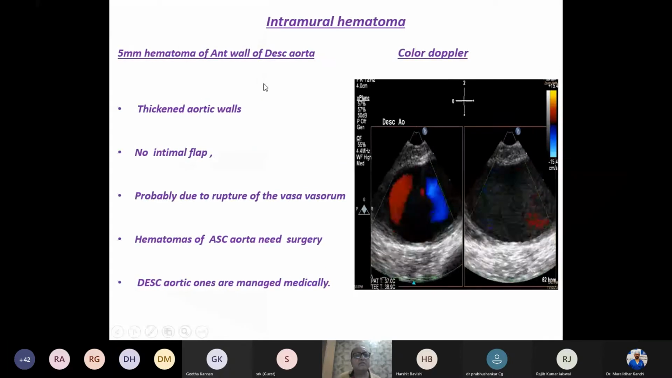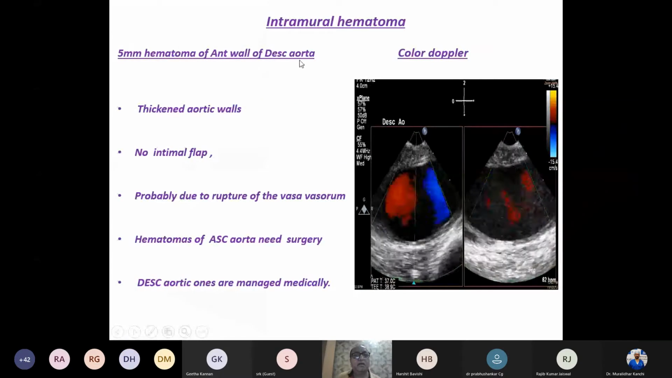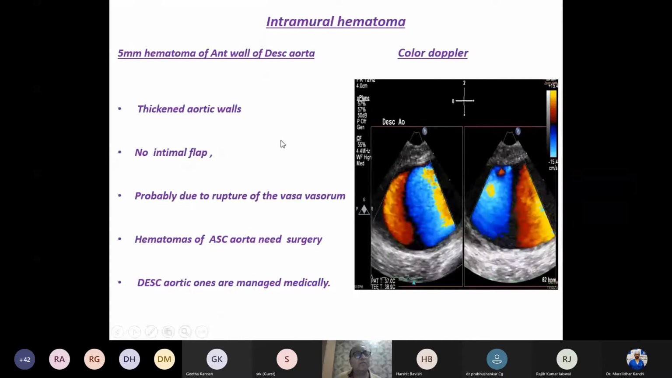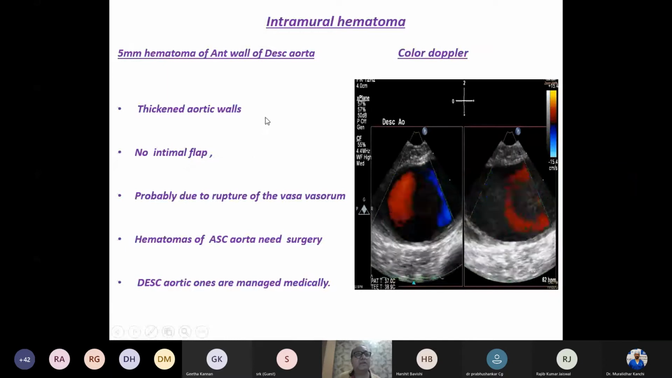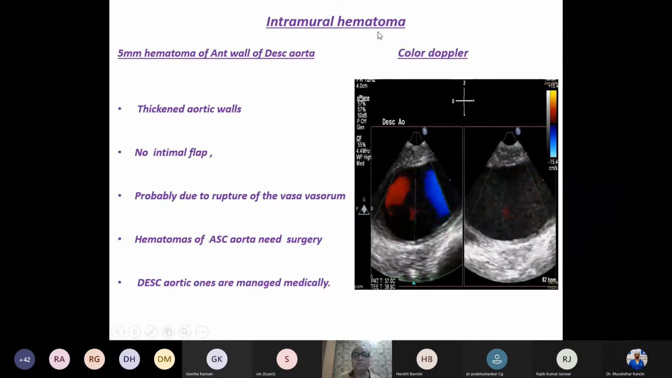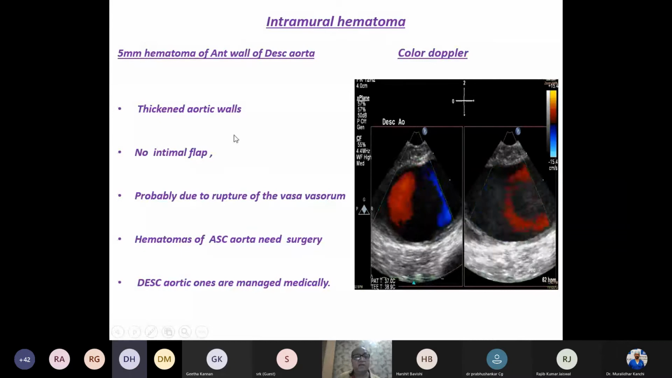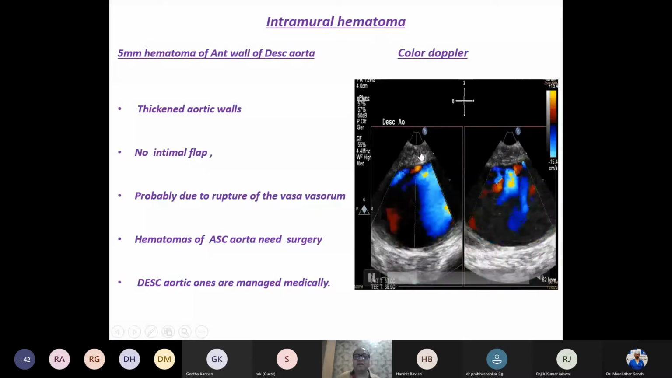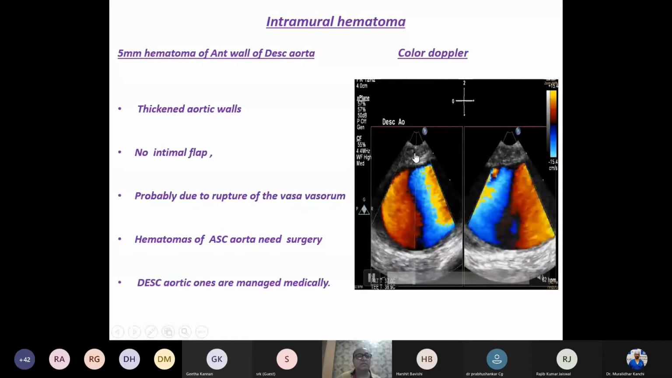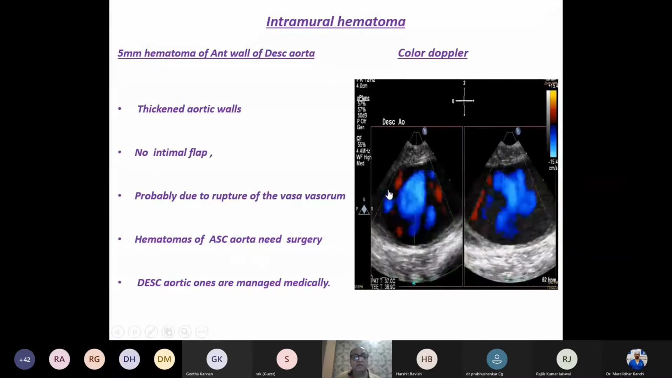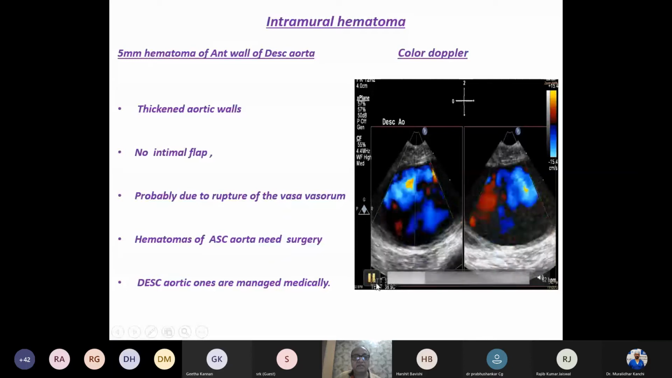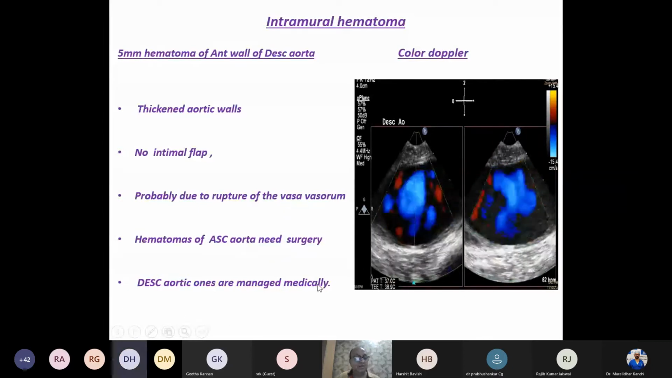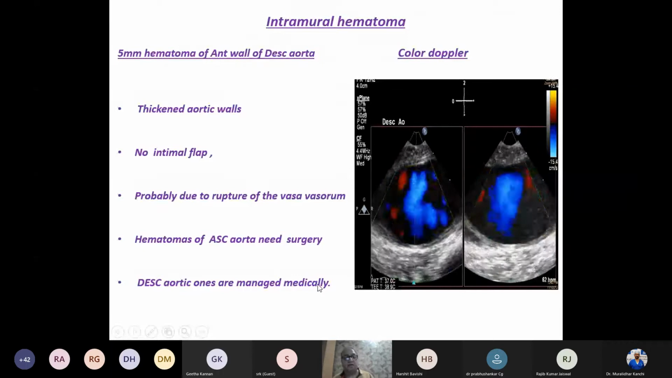Next is, apart from dissections, thickening of the aortic wall without the presence of an intimal flap, which is termed an intramural hematoma. That means in the ascending aorta or the descending aorta, the walls are thickened, like my arrow is showing towards the wall. The wall is thickened, with no intimal flap. Now, if you look at the indications, hematomas of the ascending aorta need surgery, while those of the descending aorta can be managed medically.